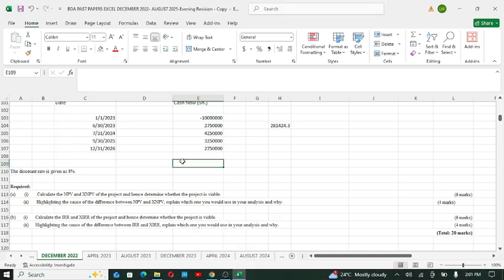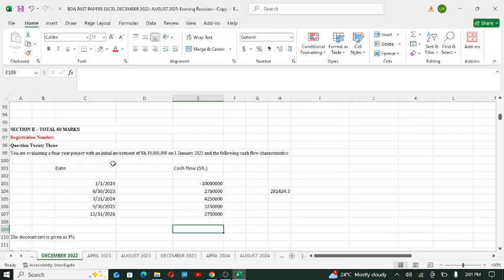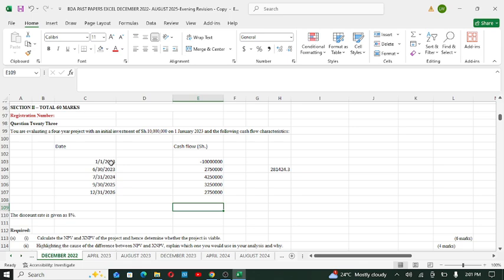I welcome you to look at BDA December 2022, question 23. The question reads: you are evaluating a 4-year project with an initial investment of 10 million on 1st January 2023 and the following cash flow characteristics.